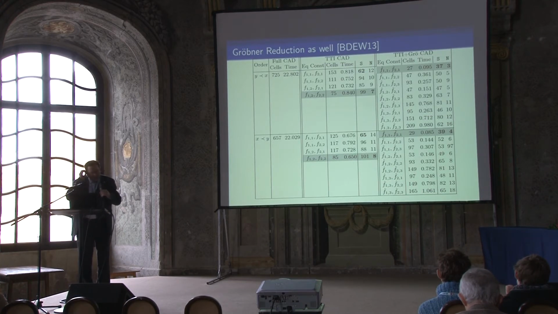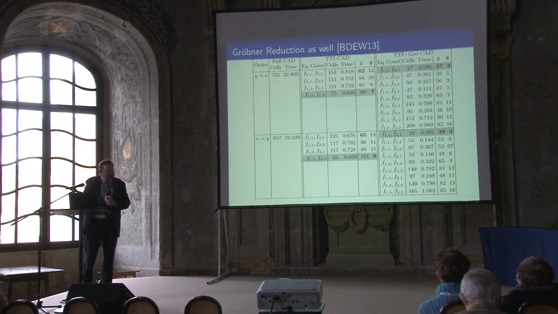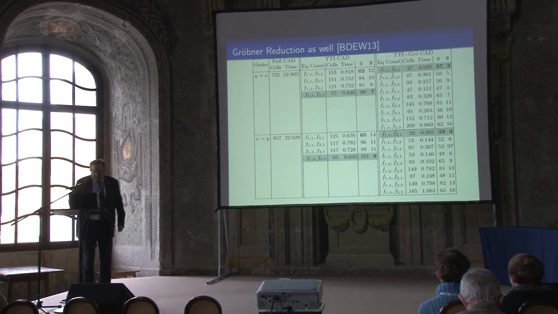There are other things you can do, what we call Gröbner reduction. Of course, you can construct a Gröbner basis from the equalities, and you can use that to reduce the inequalities with respect to the equalities. And again, if you notice, the best truth-invariant CAD took 0.8 seconds. After we did Gröbner conditioning, we get down to 0.095, and so on. Again, we highlight the best one, and again, the heuristics tell us the right thing.